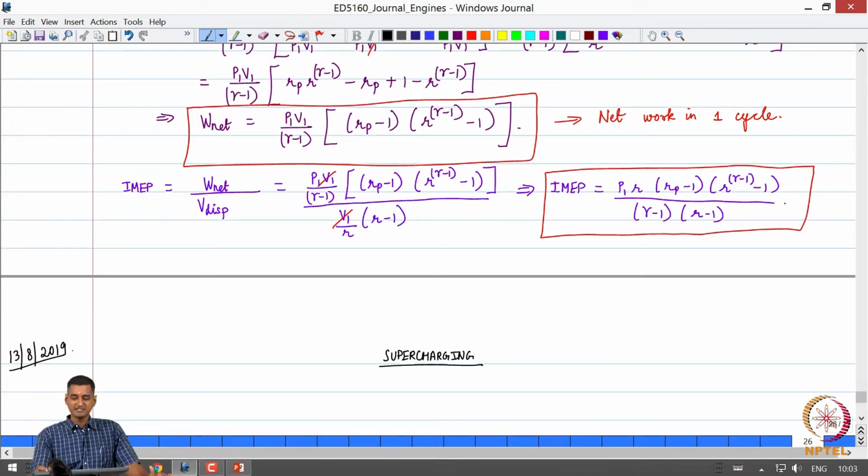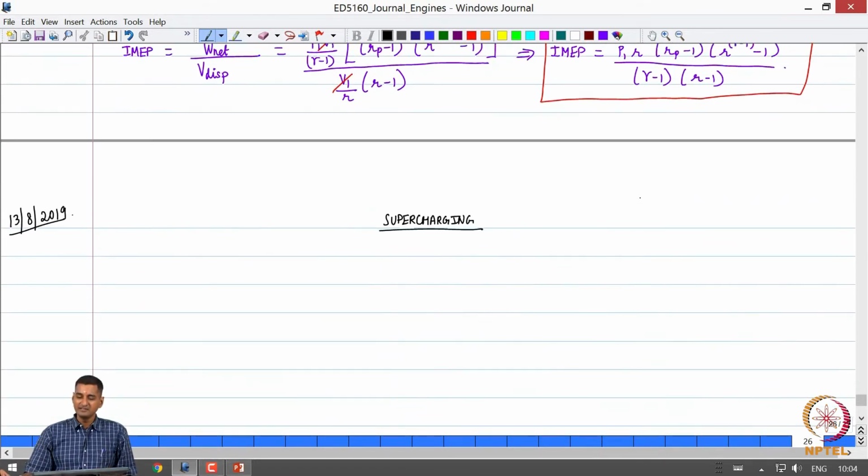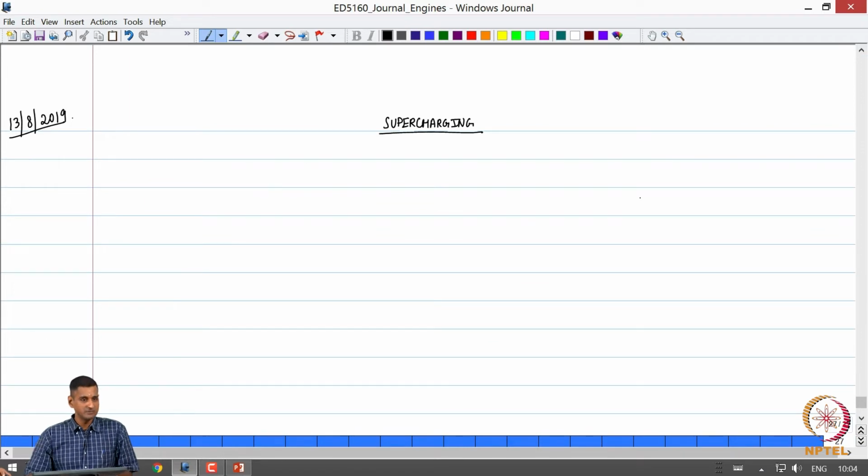So as we can observe from this expression, IMEP depends on P1. P1 is the pressure inside the combustion chamber at the start of the cycle, right. So if I want to increase the mean effective pressure, one way of doing it is to increase the value of P1. If I increase the value of P1, obviously the value of mean effective pressure will increase, and so would the power output from the engine. So the question becomes, how do we increase the value of P1, and that is where the concept of supercharging comes into play.